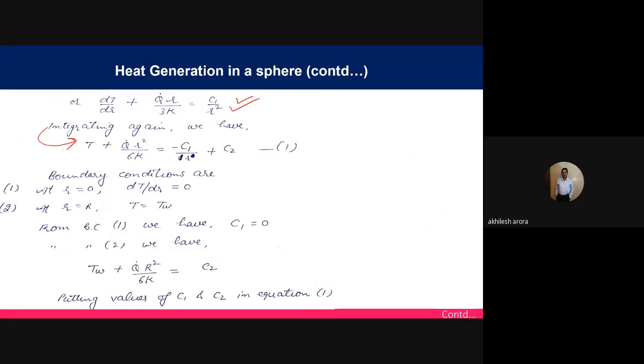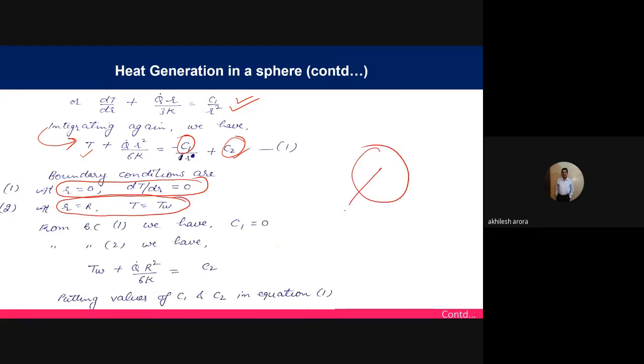So integrating it once again, you will get T equals minus q dot r square by 6k minus c1 by r plus c2. So c1 and c2 are the constants of integration. Once again, the boundary conditions: the first boundary condition is r is equal to 0, dt by dr is equal to 0. And the second boundary condition, r is equal to capital R, T is equal to TW. So basically, once again, the center line temperature here is T naught, the wall temperature of the sphere is TW, and the radius of the sphere is capital R, and any radius we have considered as r.